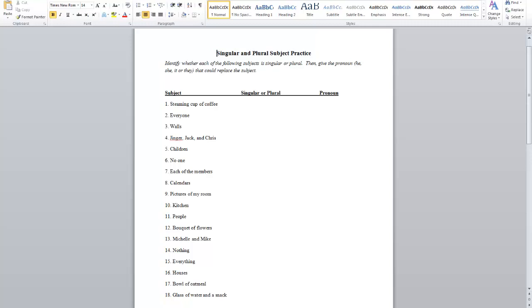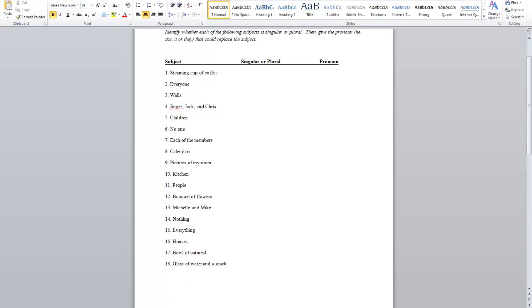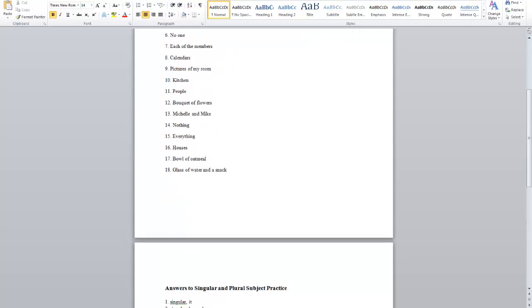People. Now you see many times the plural subjects have an S, right? But people and children are irregular plurals. So they don't have an S, but we know they're more than one. Okay? When you have a compound subject like Michelle and Mike, that refers to two people, so that should be replaced by they. Okay? Similar, number 18, glass of water and a snack. That's two things. That should also be replaced with they. And houses, a plural noun, should also be replaced with they.